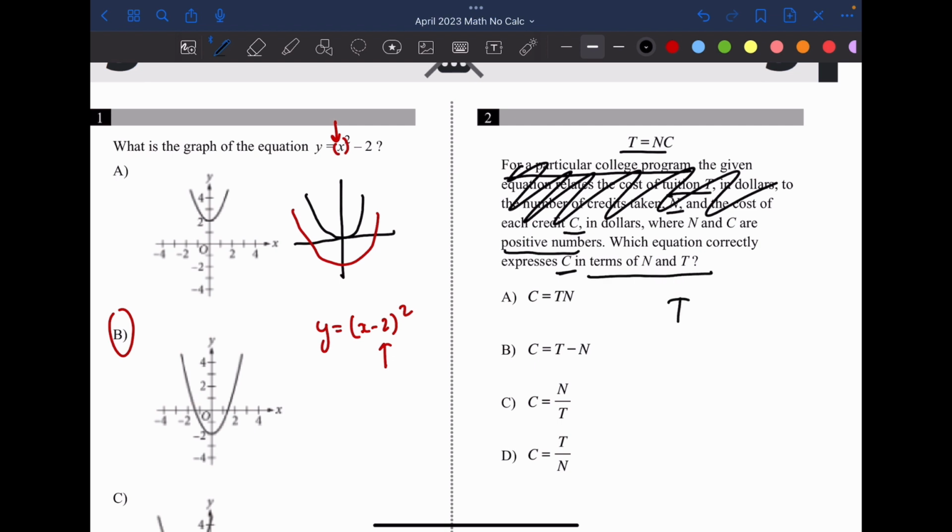So if you have t is equal to nc and you want to solve for c, you would divide both sides by n. So divide by n, divided by n. This goes away. So c is equal to t over n. It is that simple, so the answer is C.